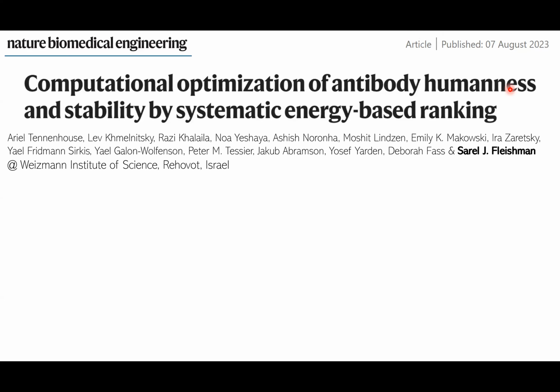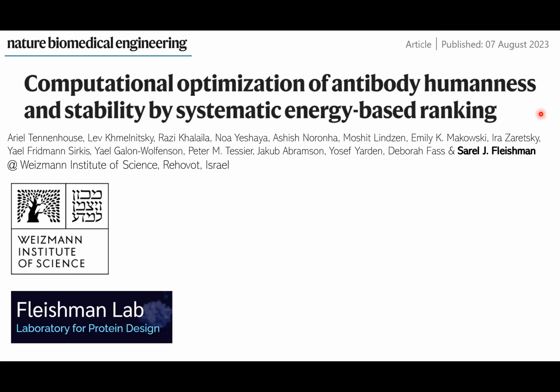Hi, everyone. I'm going to be talking about this paper titled Computational Optimization of Antibody Humanness and Stability by Systematic Energy-Based Ranking. This paper comes out of the Fleishman lab at Weizmann Institute of Science.